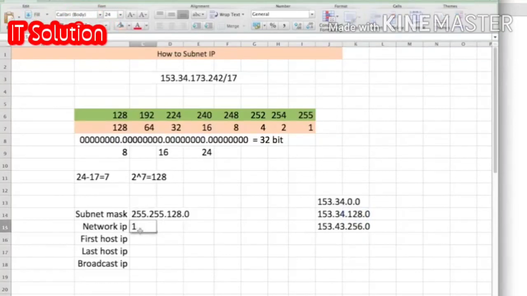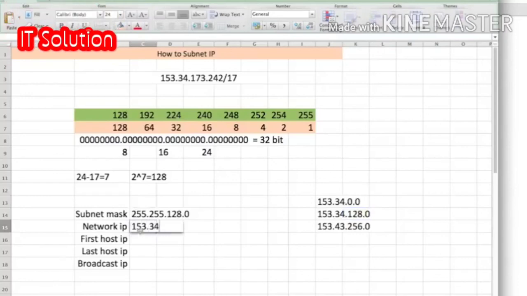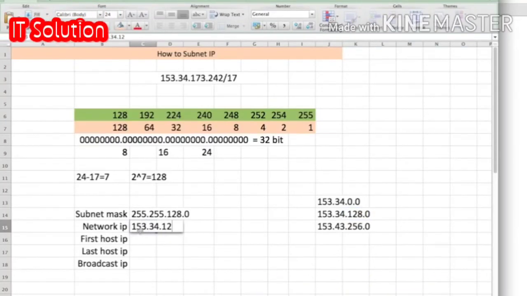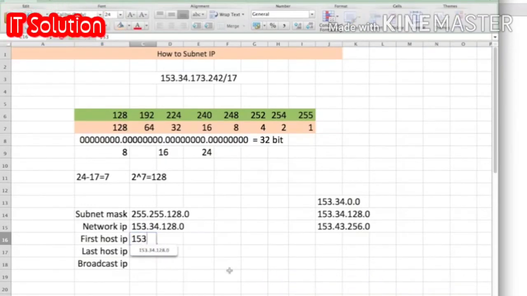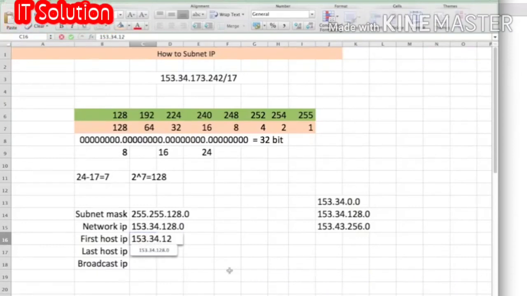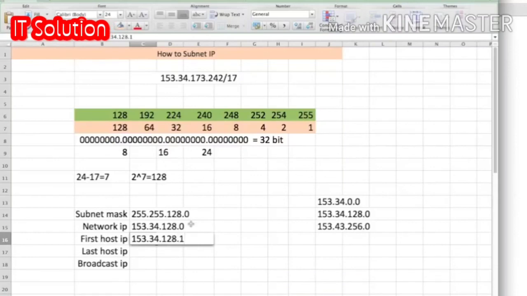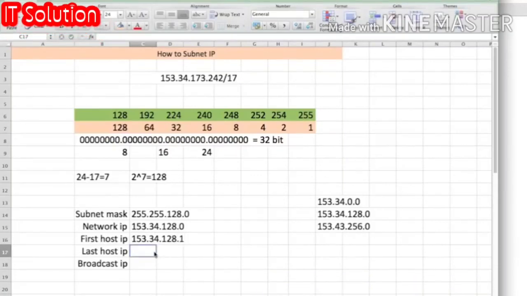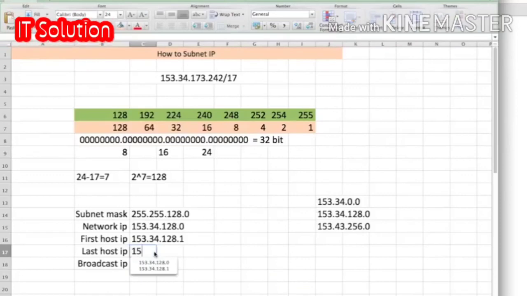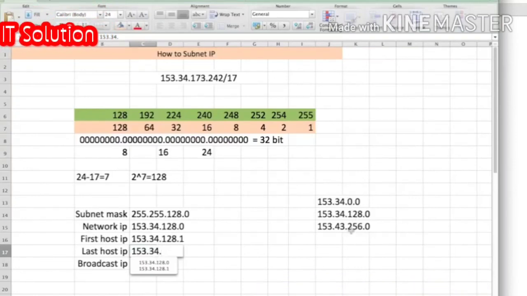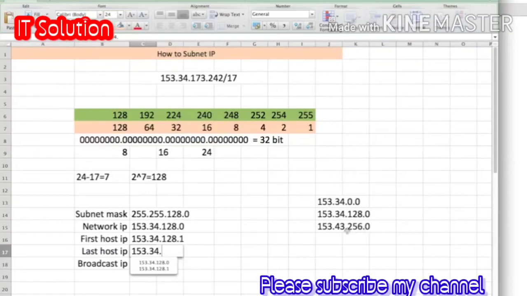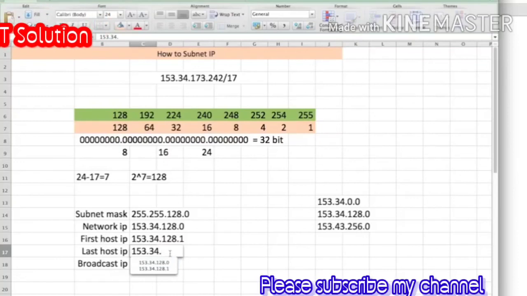Okay, 153.34.128.0. The first available host would be 153.34.128.1. Now remember, we can't use 0, right? So the next available is .1. And the last available host would be 153.34. Now remember, they increment by 128, so 256 is the next one. So one below 256 is 255, right?